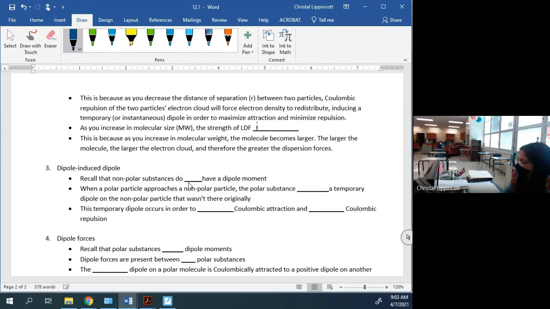I guess I should say that increases. That's what should go in the blank: the strength of the LDF increases. And it's not dealing with the molecular weight. Remember, I talked to you guys about this. The key was not molecular weight. The key was actually what? Molecular weight is an indication of this, but it's actually the what?